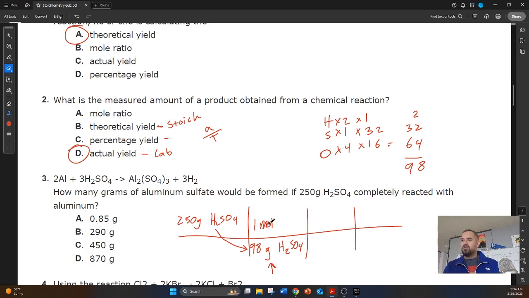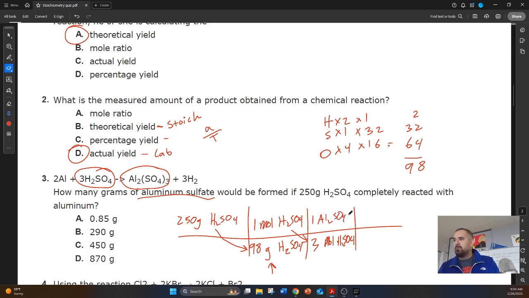So anytime we do a conversion, it's going to be 1 mole at the top. So 1 mole of H2SO4. Now that we have moles of our given, our next step is going to be to plug in the mole ratio. Which one goes at the bottom? So moles of H2SO4. And then for every 3 moles of H2SO4, how many moles of aluminum sulfate do we make? 1. I put a 2 here, this should be a 3. So 1 goes here, Al2(SO4)3. And then our last step is going to be to convert to grams, because that's what they're asking for.